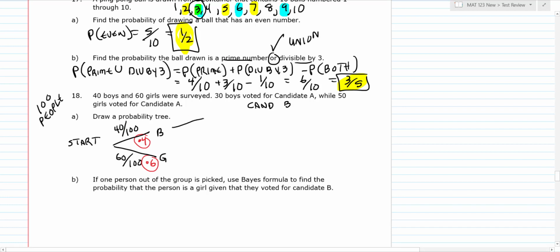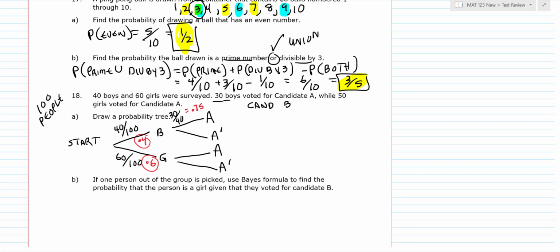Then we're going to branch out to candidate A, and then not voting for candidate A. Same thing here with girls. They voted for candidate A or they didn't vote for candidate A. So if you read this, it says 30 boys voted for candidate A. So what that probability would be is, out of the boys, and remember there's 40 boys, 30 out of 40 boys voted for candidate A. And that is 75%. So that would mean that 10 out of 40 voted for the other candidate or didn't vote.